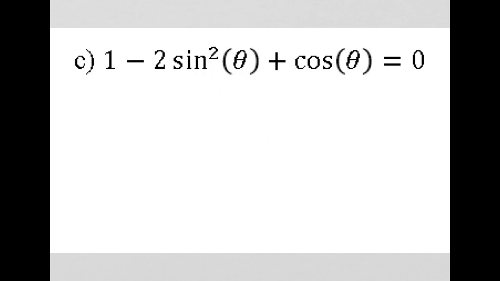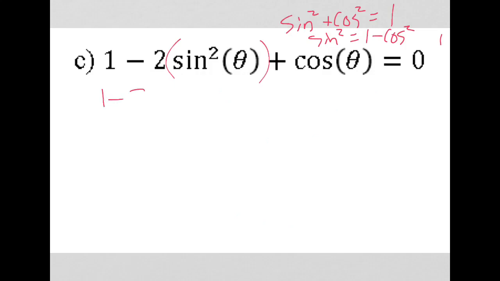So notice what we can do here. We have a sine squared, and we have a cosine. It sure would be great if we were dealing with the same function here, because then maybe it would be something we can factor. So think about what we know. We know that sine squared plus cosine squared equals 1, which means that sine squared is the same as 1 minus cosine squared. So I can replace that sine squared with 1 minus cosine squared.